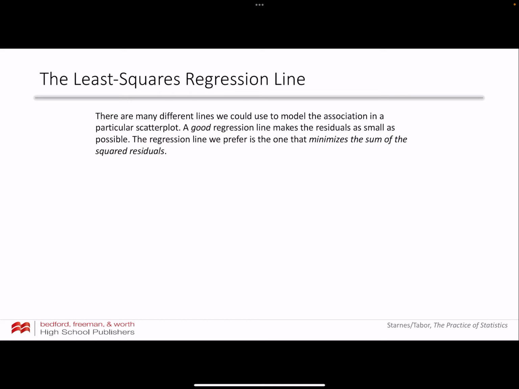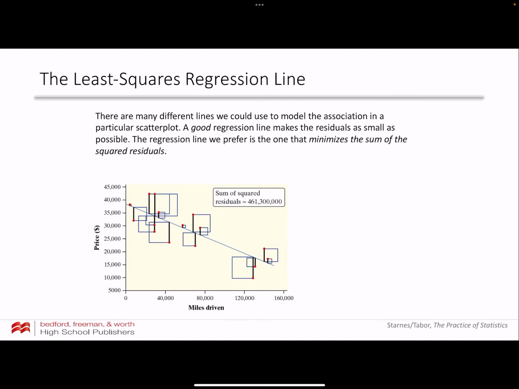Okay, so now that we know a little bit about regression, let's talk specifically about what's called the least squares regression line. There are many different lines that we could use to model the association in a particular scatter plot. A good regression line makes residuals as small as possible. So we want a regression line that makes those residuals small, right? And the smaller the residuals, the better the line. So the regression line that we're going to call the best one minimizes the sum of the squared residuals. And let's talk about why.